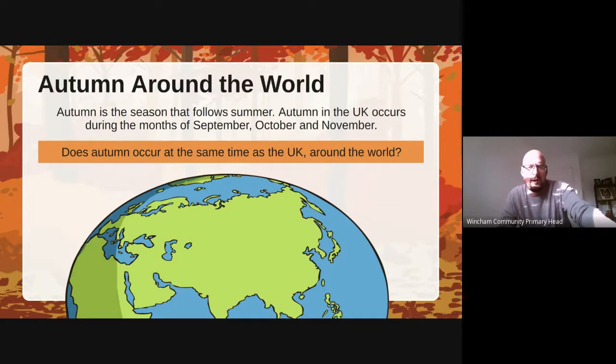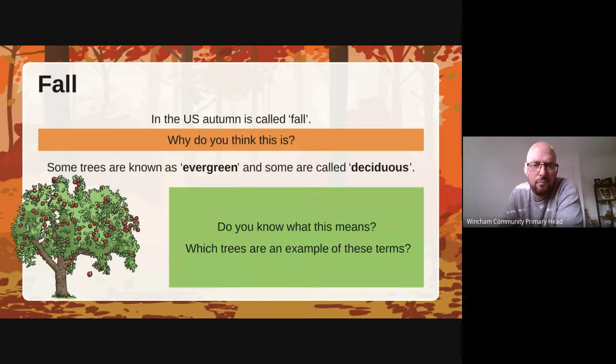So, autumn around the world. We know it's the season that follows summer, and autumn in the UK happens in September, October, and November. And does autumn happen at the same time as the UK, right the way around the world, in all the other countries? What do you think? Well, no, it doesn't. In the US, autumn is called the fall. Why do you think that is?